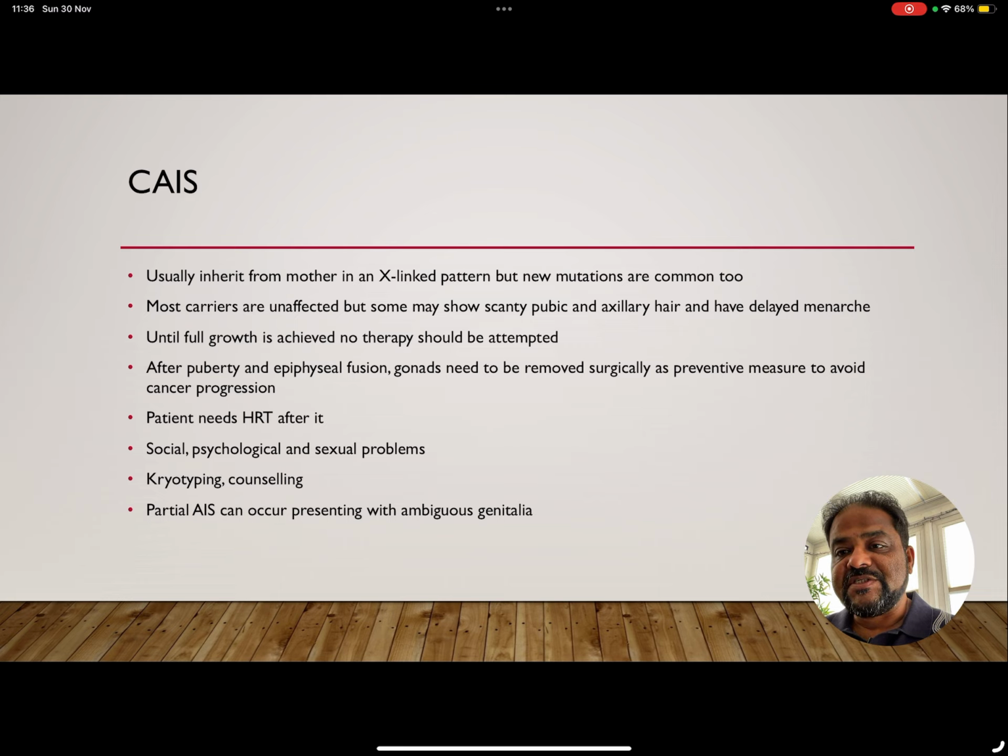Until full growth is achieved, no therapy should be attempted. After puberty and epiphyseal fusion, the gonads need to be removed surgically as a preventive measure to avoid cancer progression, because the undescended testis can progress into a cancer of the testis, and that's why they need to be removed. These patients will need HRT after removal of the gonads. There are social, psychological, and sexual problems because of this, which can be helped with counseling. Karyotyping and counseling are needed, and partial androgen insensitivity syndrome can occur, presenting with ambiguous genitalia.